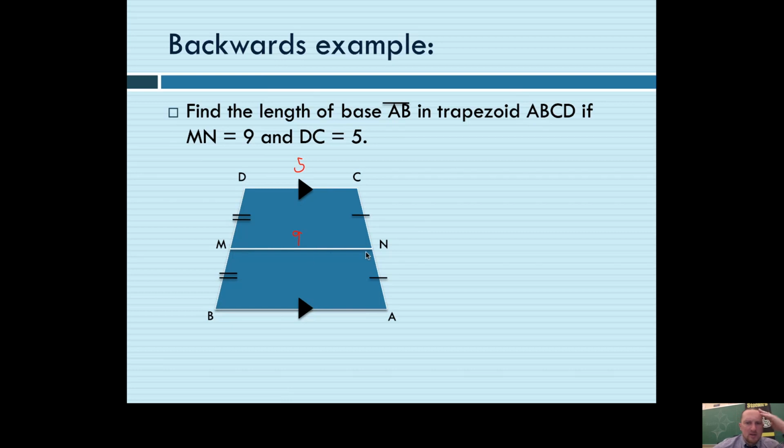Now, something to notice here. Point N is definitely a midpoint because this segment and this segment are congruent. M is also a midpoint, same reason. These segments are congruent. So this is a mid-segment. If this wasn't a mid-segment, you wouldn't be able to do this problem. Okay, so make sure you know that first. If this base has a length of 5 and this mid-segment has a length of 9, how long is this other base?